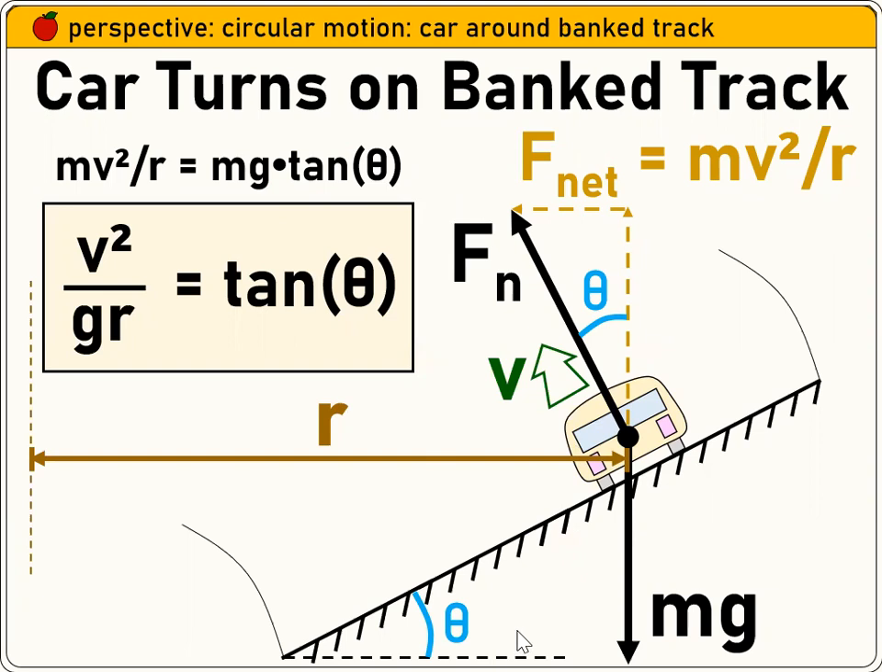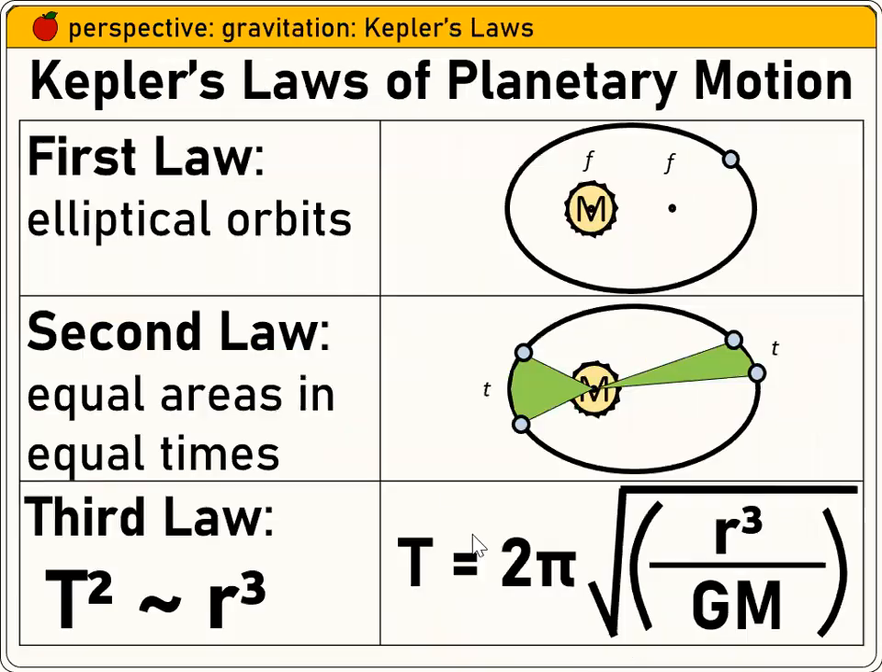If you want to figure out how much you have to bank the road, you know the speed limit of the car. Notice mass of the car cancels out. Here's speed of the car. Here's gravity field of the planet. Here's radius of curvature of that turn. Take the inverse tangent of that ratio. That'll tell you exactly how to bank the road. Okay, great. Now you guys can be traffic engineers.